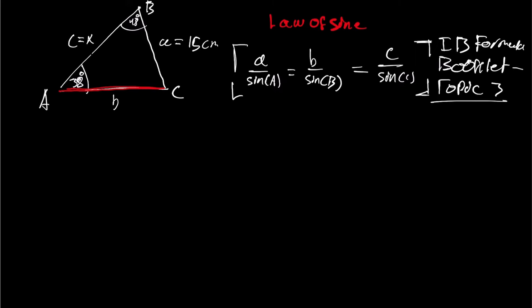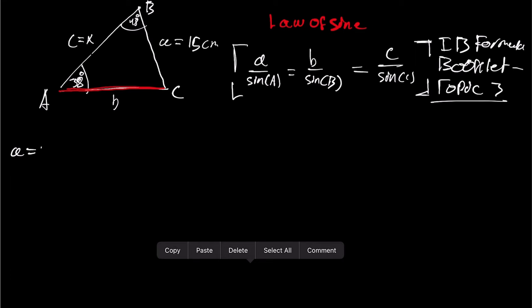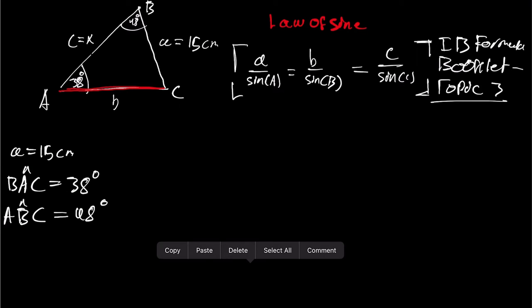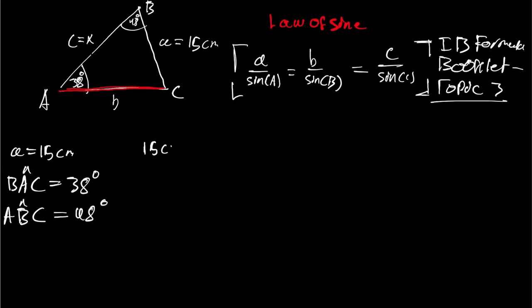Well, it's pretty much simple. We have a, which is equal to 15 centimeters. Angle A, BAC, which is equal to 38 degrees. And I have angle B, which will equal 48 degrees. Now, how am I going to apply these into the formula? Well, it's quite simple. I'm going to have 15 centimeters over sine 38, which will equal b over sine 48.